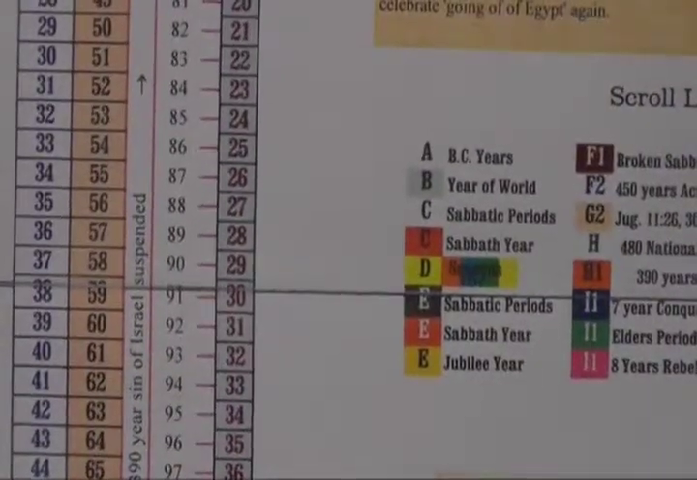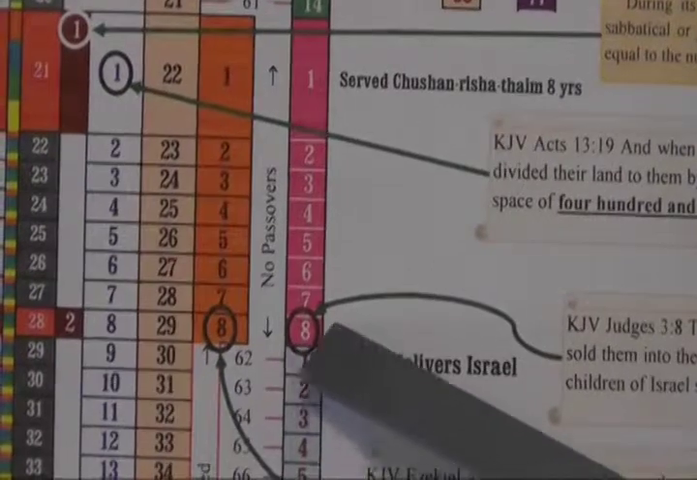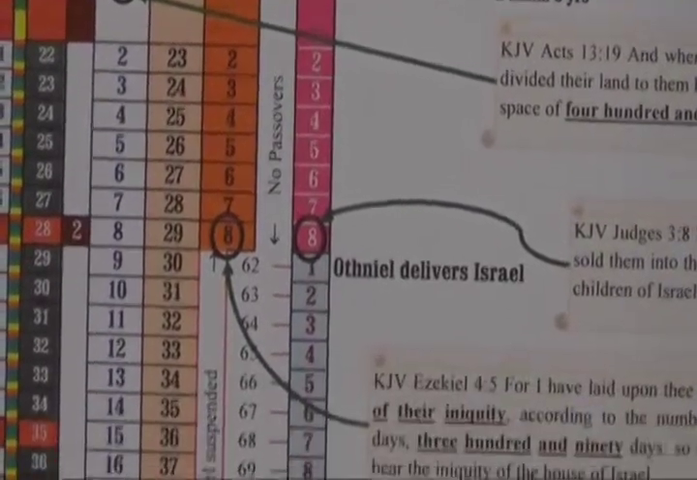Okay, and the components of this are, they served Cushan Rishathaim for 8 years, so that's this pink column, 8 years. And then the judge Othniel came and delivered it.